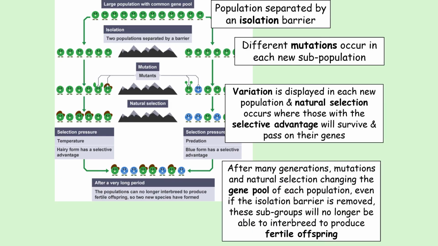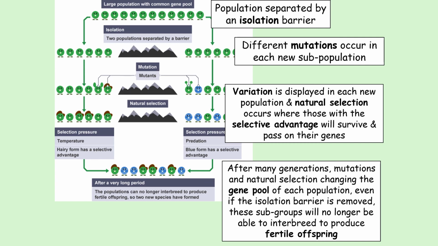So let's summarise this process in the one diagram. So you have your large population with your common gene pool at the very top. And then you need your population separated by an isolation barrier. So for example, this is geographical and it's a mountain that's been put. And then you have two different subpopulations formed. Then you've got different mutations occur in each new subpopulation. So your variation is displayed in each new population, and natural selection occurs when those with the selective advantage will survive and pass on their genes.